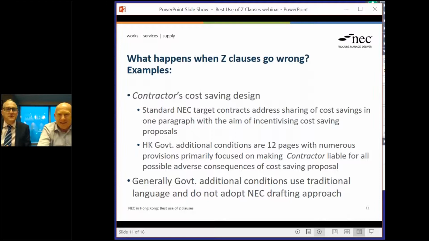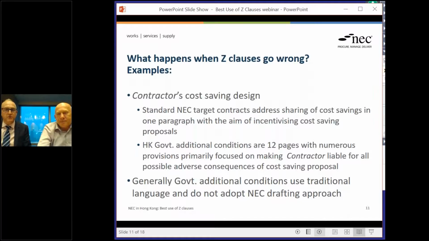But the Hong Kong government additional conditions have got 12 pages about cost-saving design with numerous provisions, most of which are sort of aimed at making the contractor liable for all and any aspects of their cost-saving design and any possible adverse consequences of them, and so on and so forth. Scare them into it. So I think, well, do you want to encourage people to do this stuff or not?